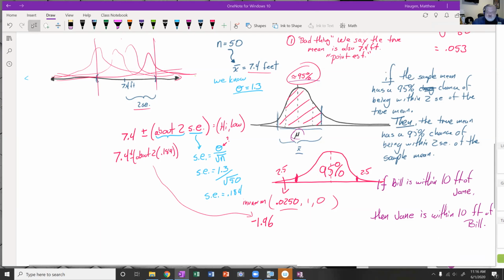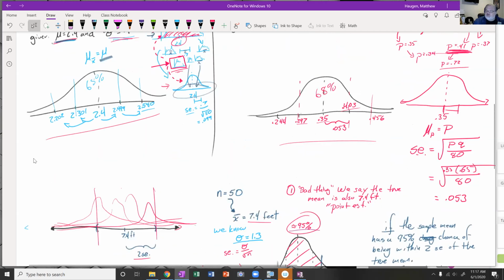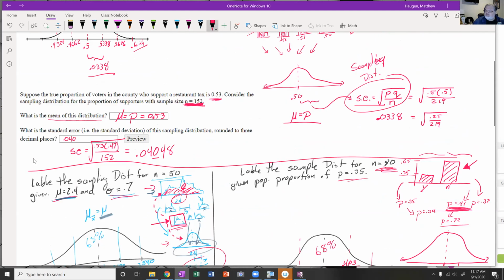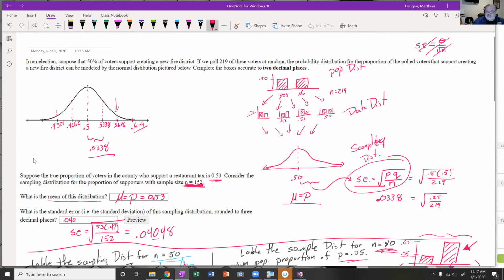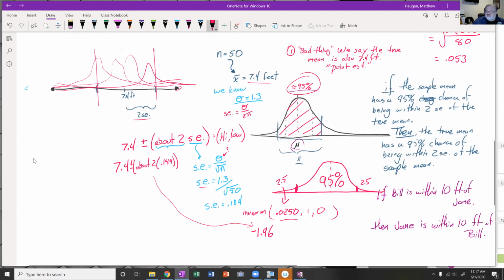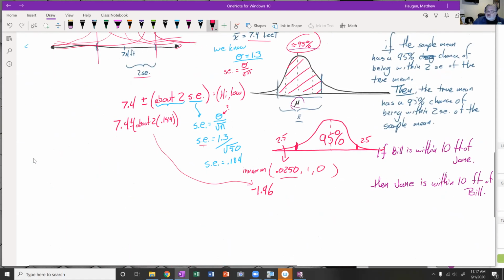Where did the 1.3 square root of 50 come from? Oh, that's our standard error formula. The standard error for a sampling distribution is the original standard deviation divided by the square root of the sample size. So that's that one, and that's the only one up there. So that's the 8.1. So that's a more accurate version of our about 2.